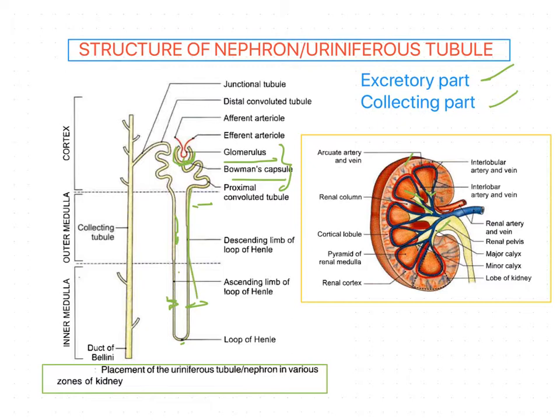The entire loop of Henle is located in the medulla. The medulla is divided into outer medulla and inner medulla. The thicker parts of the descending and ascending limbs are located in the outer medulla, and the thinner parts and the pinhead of the loop of Henle are located in the inner medulla. This is the placement of the uriniferous tubule in various zones of the kidney.